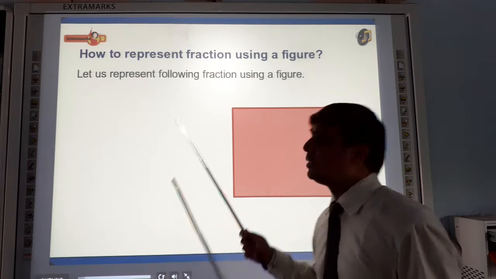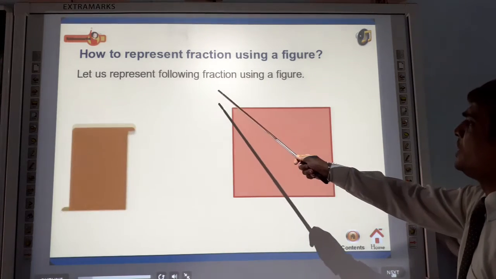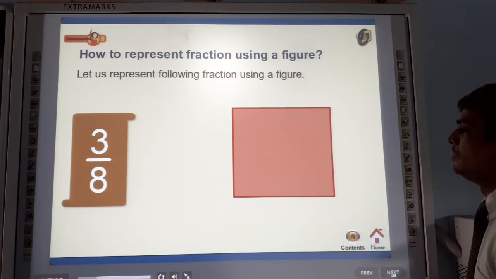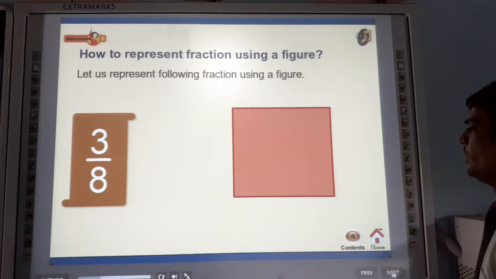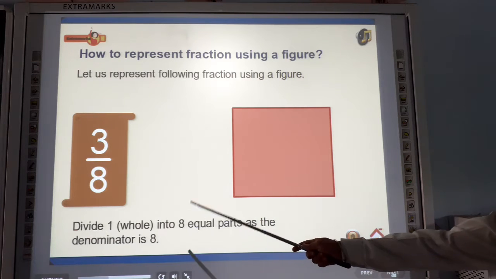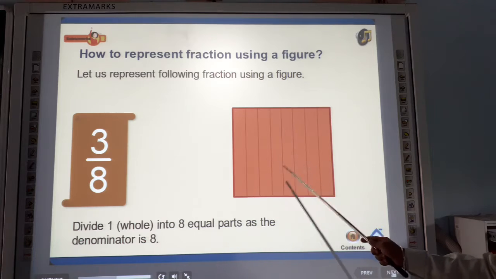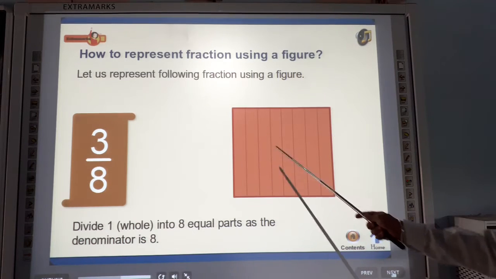How to represent a fraction using a figure? Let us represent the following fraction using a figure: 3 upon 8. Divide one whole into 8 equal parts, as the denominator is 8. 1, 2, 3, 4, 5, 6, 7, 8. 8 equal parts.